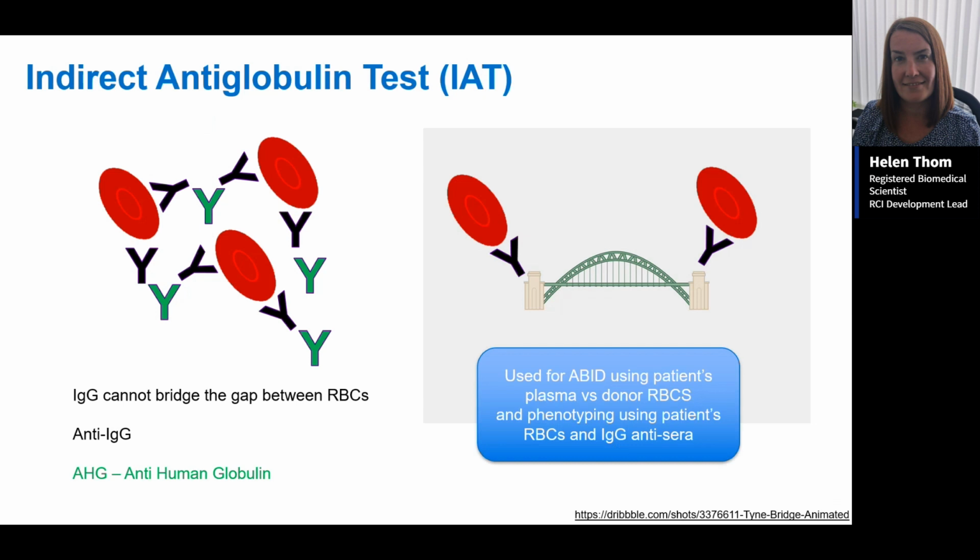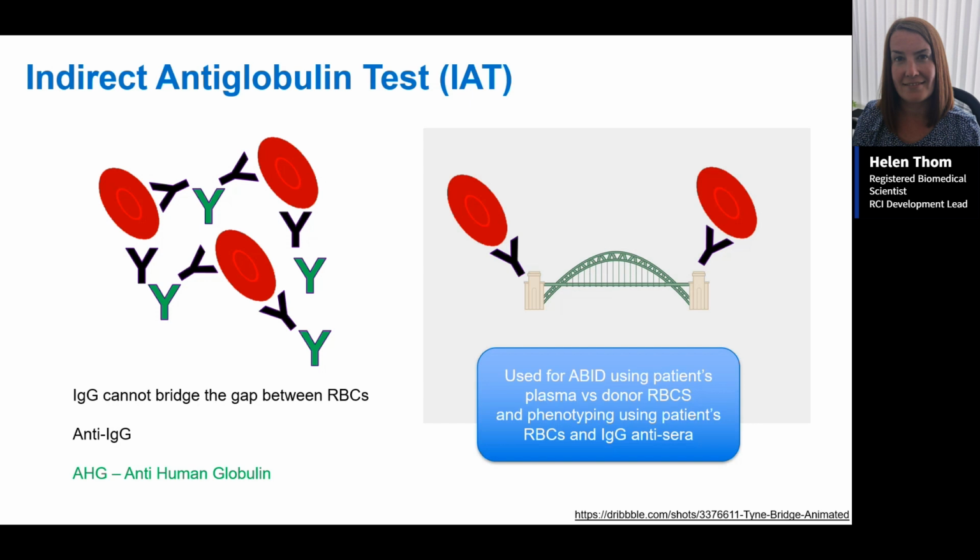One of the tests we're talking about: when we do antibody IDs, we use an indirect antiglobulin test. When we're doing this, we're looking for IgG antibodies, and IgG can't bridge the gap between the red cells. So one of the things that we use in an IAT test is a bridging antibody.